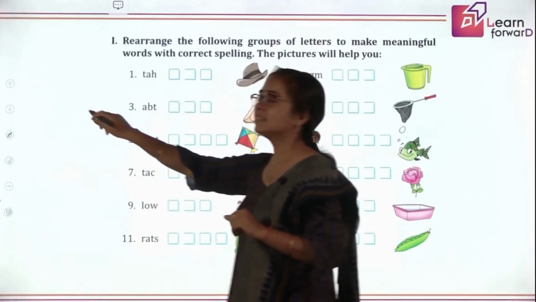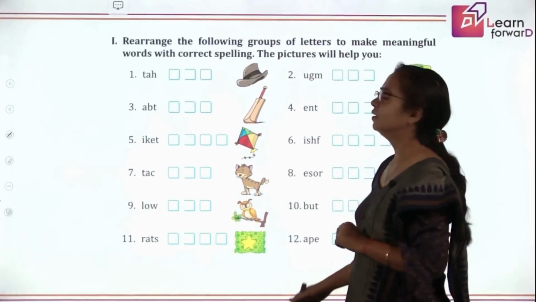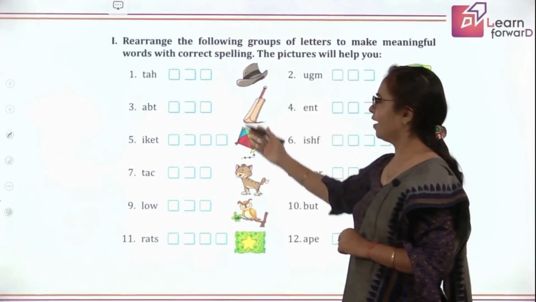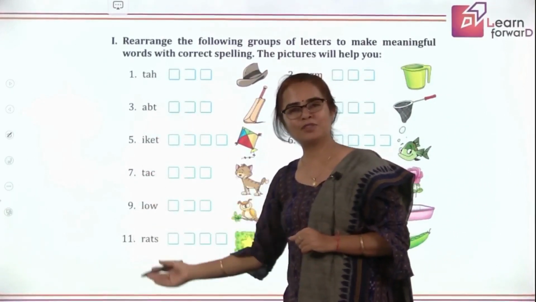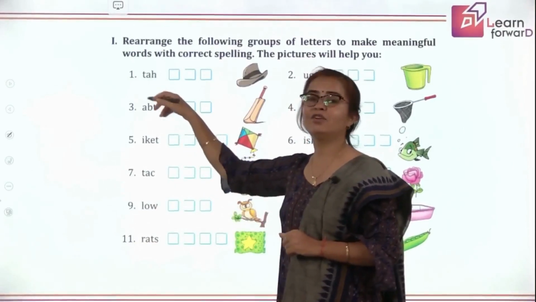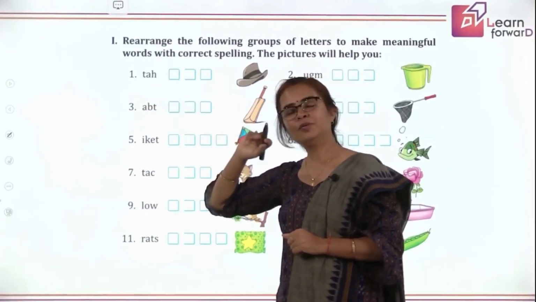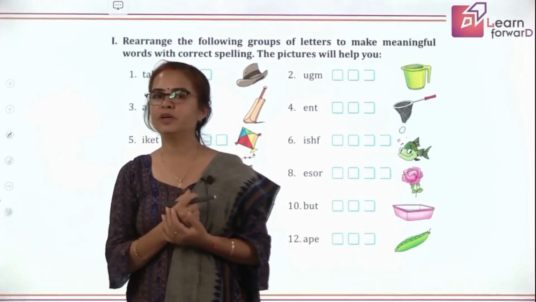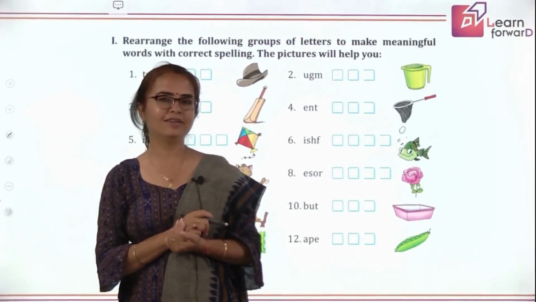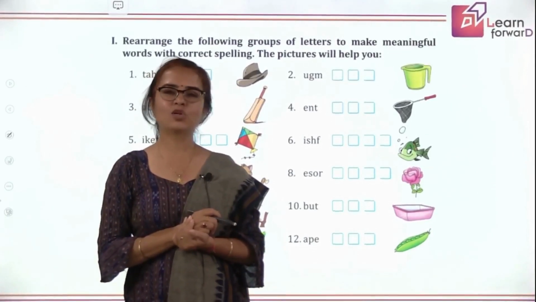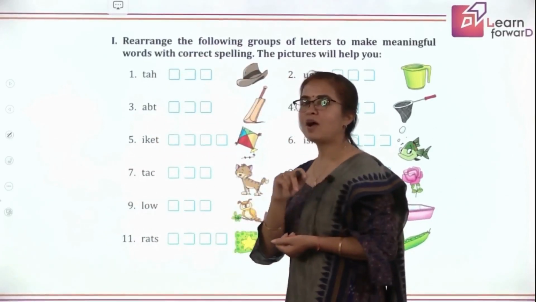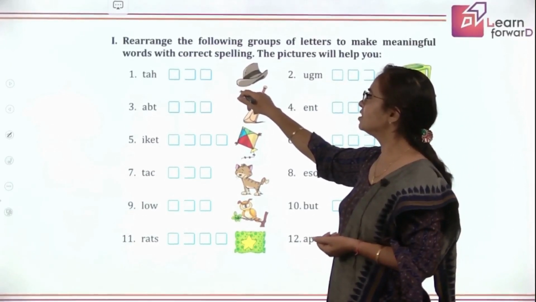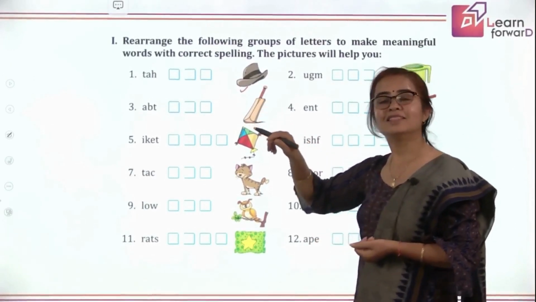Let's move ahead and do some exercises now, just to check how much you have learned from today's session. So here are the pictures, here are the groups of letters, and you have to rearrange them to make them meaningful words. Do you remember, students, what the rearrangement of letters to get a meaningful word is called? Yes, that's called the spelling of the word. So I can say, spell out the word that represents this picture. What is that? That's a hat.